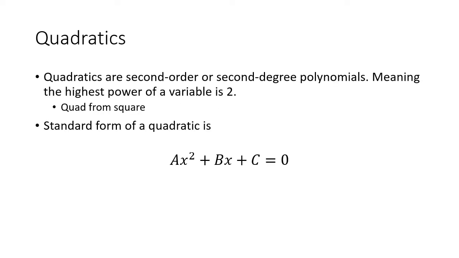A quadratic is a second degree polynomial, meaning the power of the highest term, like the variable power, is 2. We get the word quadratic from the Greek for square, and square is second degree, so that's where we get that from. The standard form of a quadratic is ax squared plus bx plus c. This is probably something you've seen before.